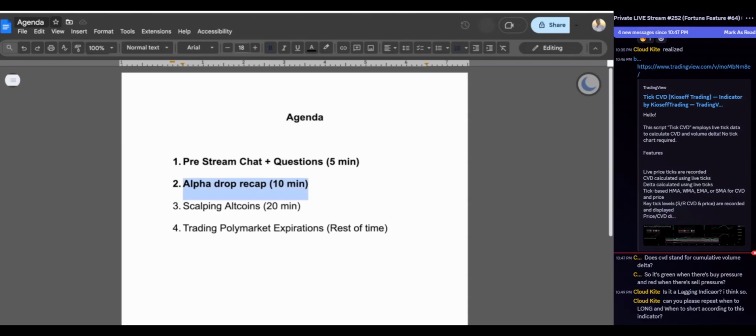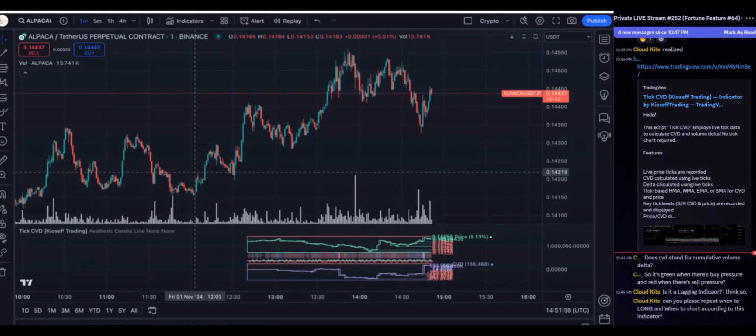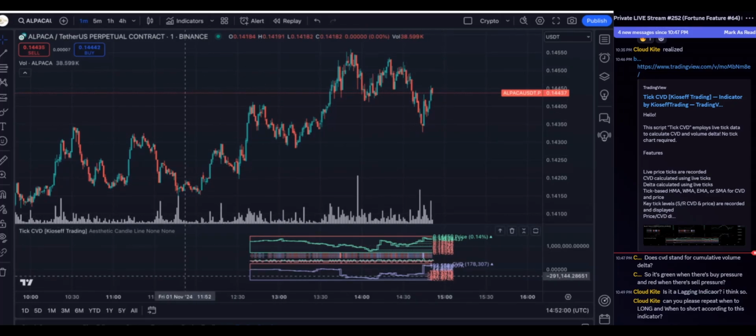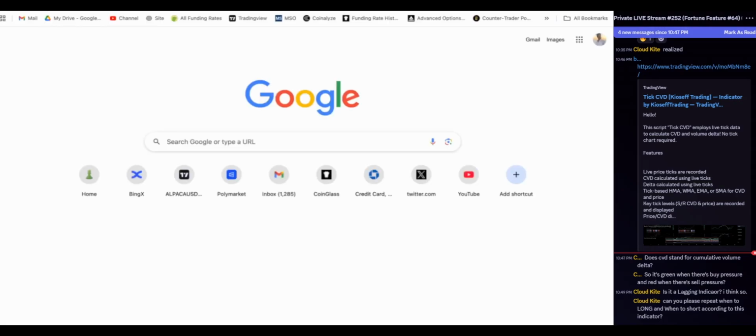All right, I'm kind of curious about other coins potentially we could look at too, or let's go look at the agenda. So next on the agenda is scalping altcoins. And good news is I will be using this indicator in order to scalp altcoins, but also when I'm trading altcoins, I'm going to be using my typical open interest analysis.